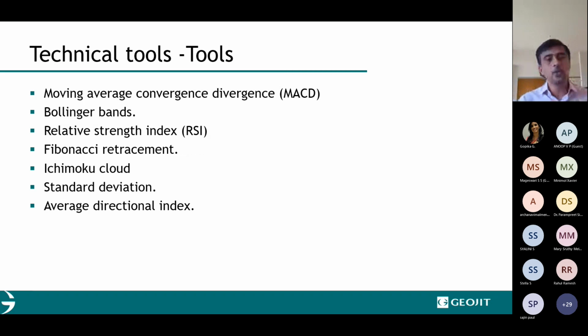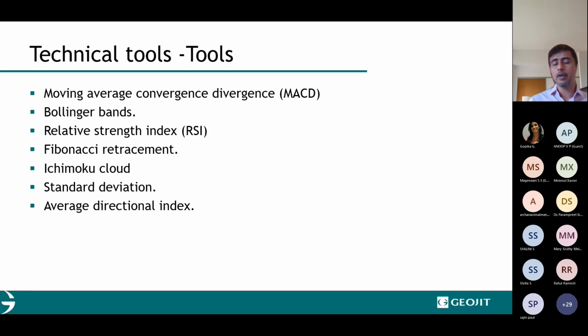So the technical tools which are being used are MACD indicators, moving average. So moving average is nothing but you take the average of that particular stock trading for the last 1 year or 3 months or 1 week, etc. And based on that, the moving average is formed. There are studies called Bollinger Bands, relative strength index, Fibonacci retracement, Ichimoku cloud, standard deviation, average directional index. So these are some of the technical terms which are used inside the charting for the technical study. It doesn't mean that these are the only studies.